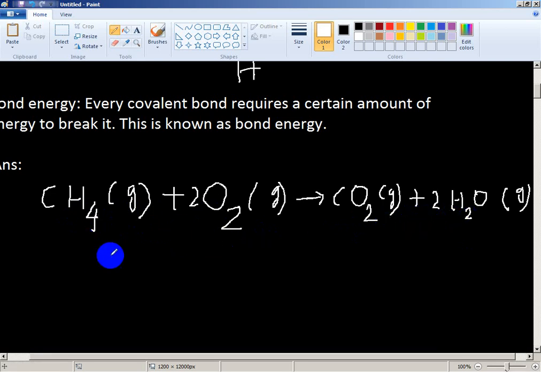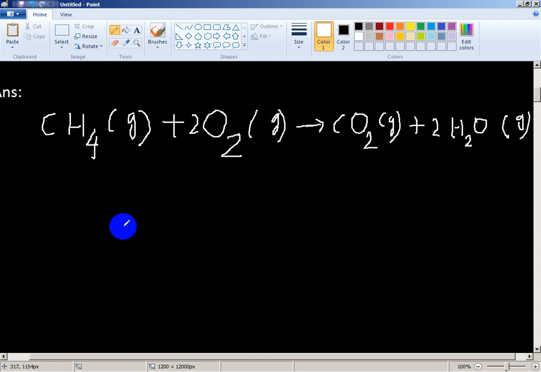So I should write which bonds are broken and which bonds are formed. Then you write the bonding: 4 carbon-hydrogen bonds. You write 4 carbon-hydrogen bonds here this way. You will show this bond. Okay, these are the reactants.